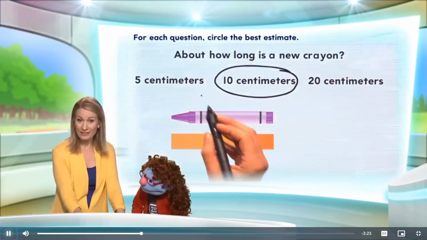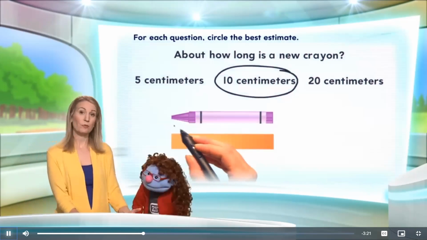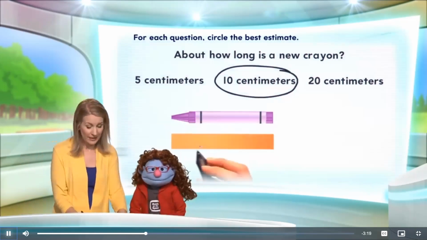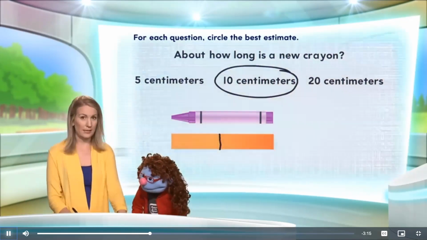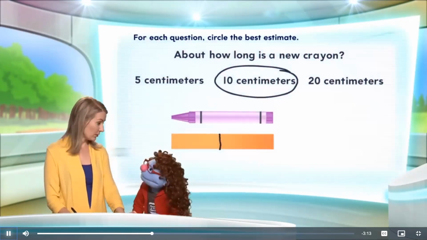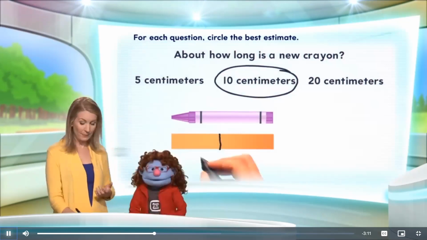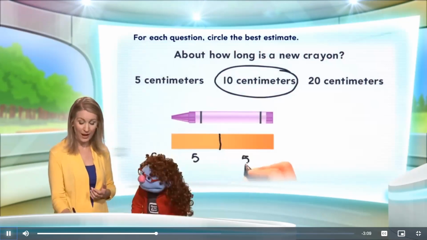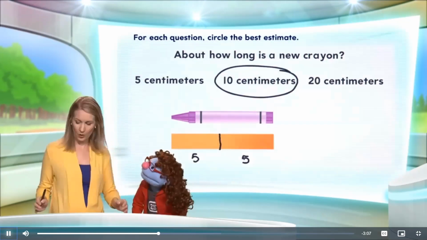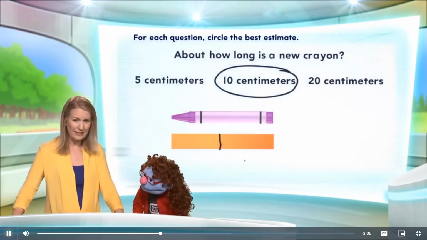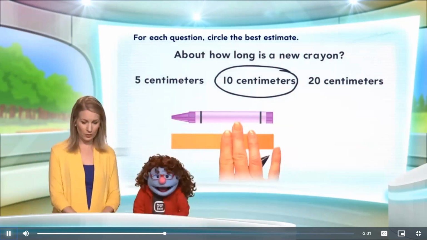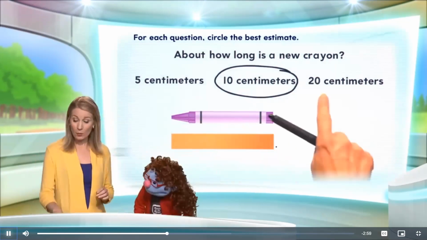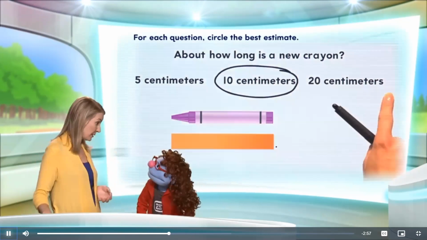If the crayon were about 5 centimeters long, it would be about half the size of the paper strip. 5 is half of 10, because 5 plus 5 is 10. So that can't be, because that would be way too short. Half of the strip would be too short.